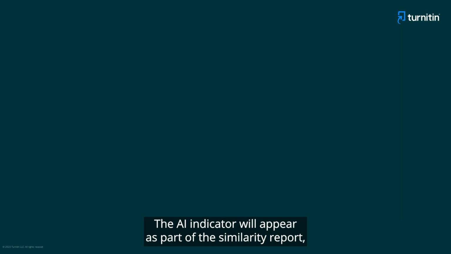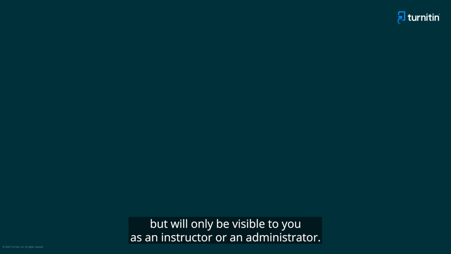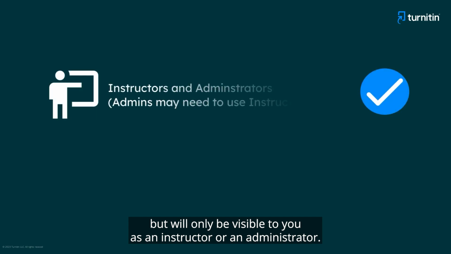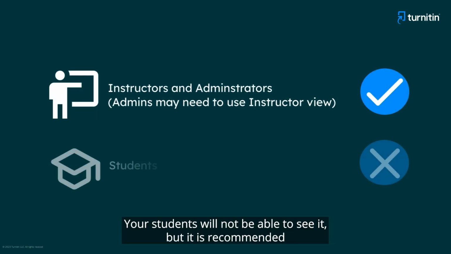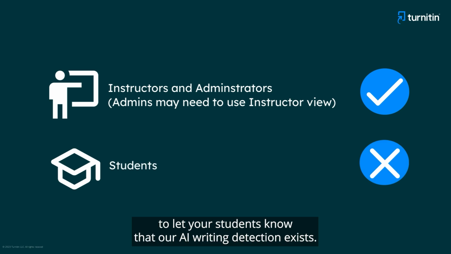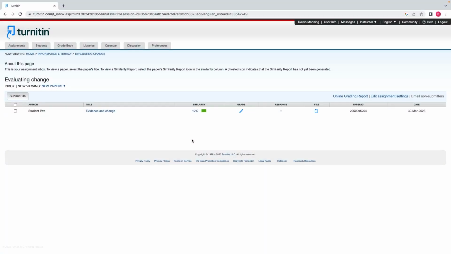The AI indicator will appear as part of the similarity report, but will only be visible to you as an instructor or an administrator. Your students will not be able to see it, but it is recommended to let your students know that AI writing detection exists.